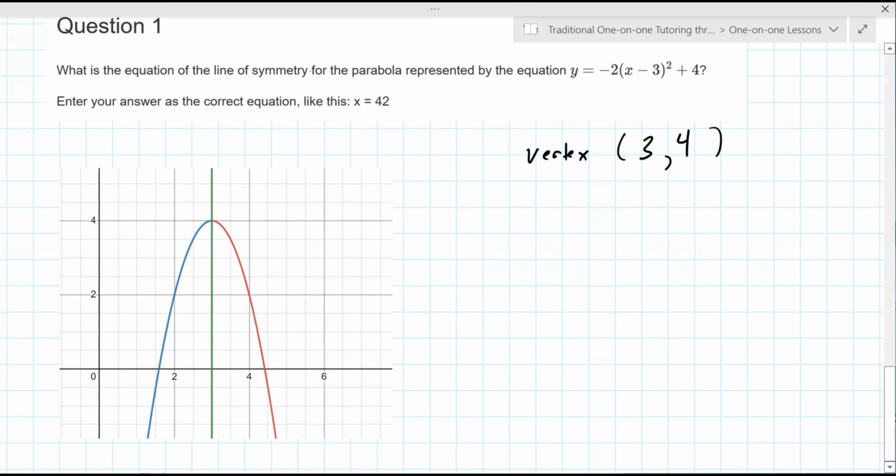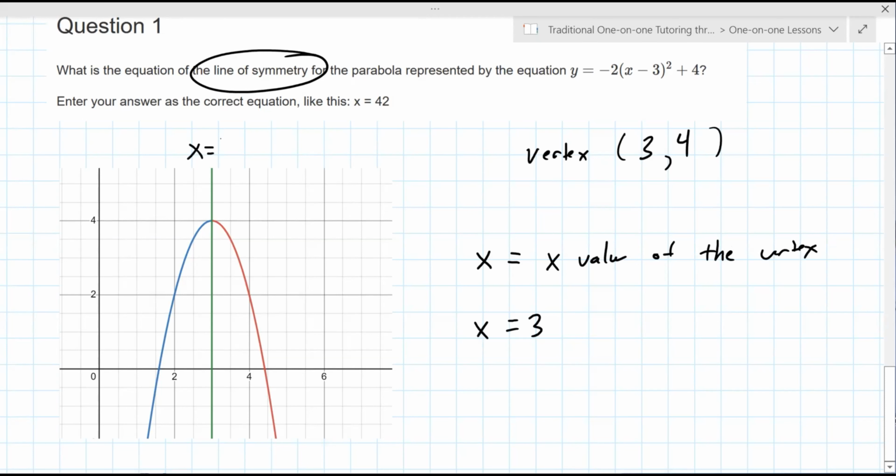So the line of symmetry right here, it is always x equals the x value of the vertex. So in your problem, it would be x equals 3. That's this green line here, x equals 3.